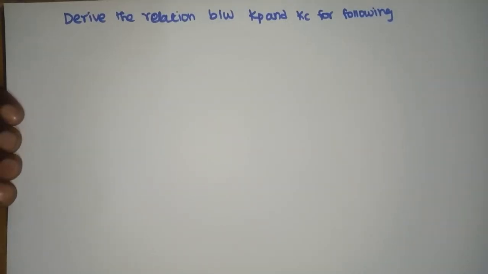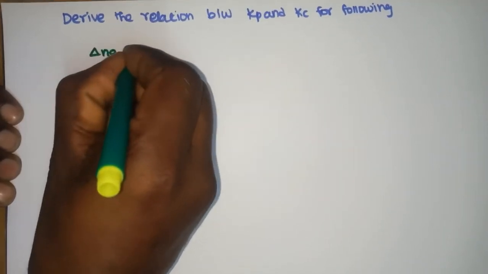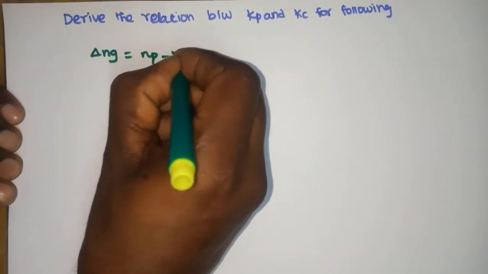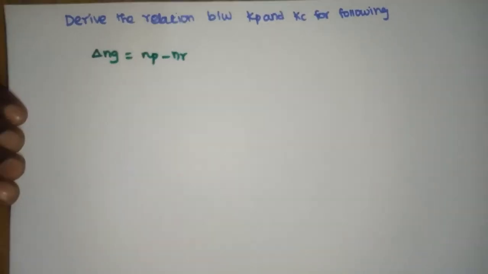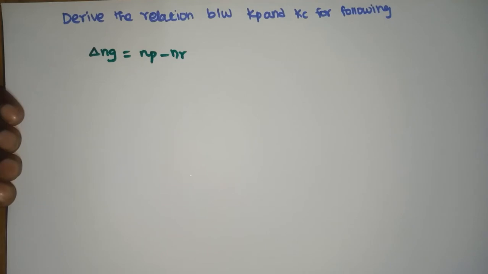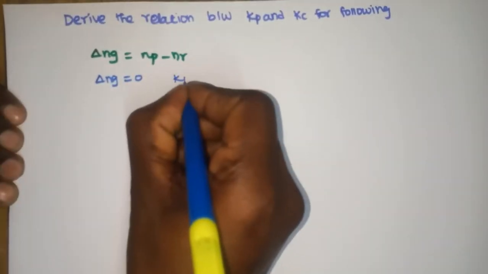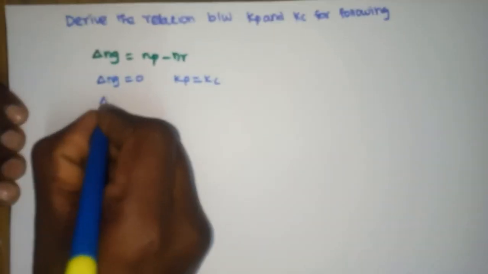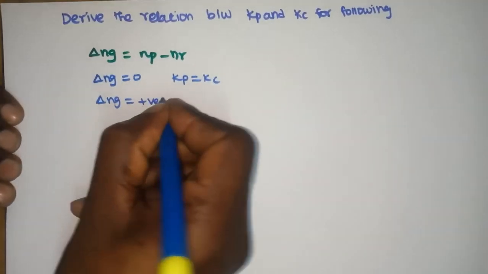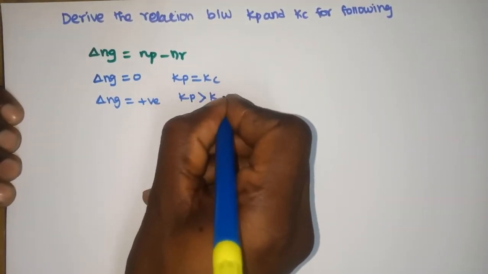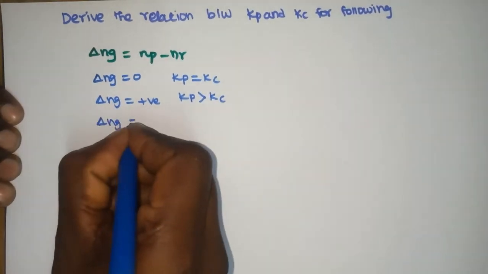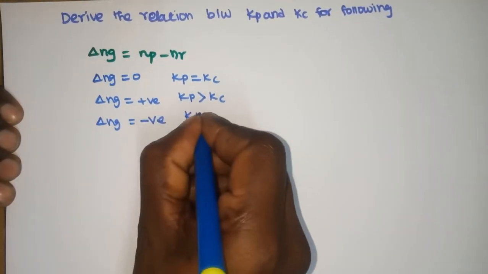Next, derive the relationship between Kp and Kc for the following examples. Delta Ng is defined as delta Ng equal to Np minus Nr. Np is the number of moles of gaseous product. Nr is the number of moles of gaseous reactant. If delta Ng value equal to 0, Kp equal to Kc. If delta Ng value is positive, Kp is greater than Kc. If delta Ng value is negative, Kp is smaller than Kc.